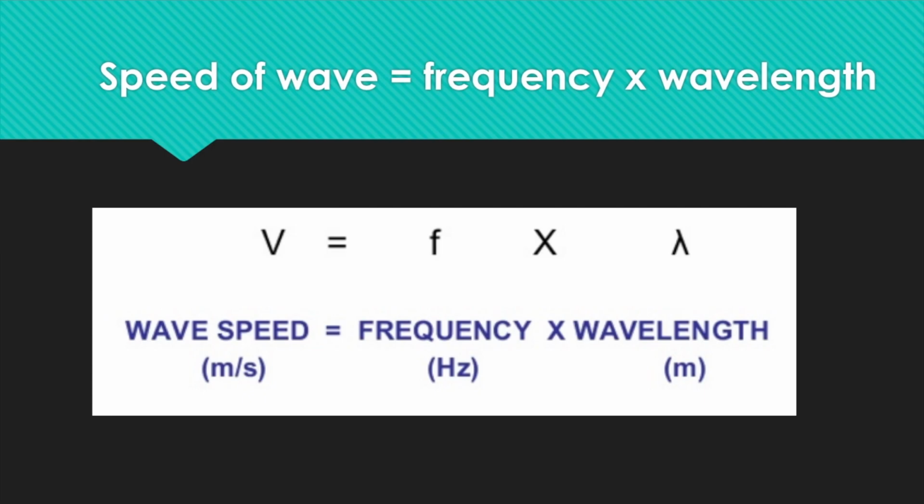We can calculate the speed of a wave by taking frequency multiplied by wavelength. So if we're using letters to represent these variables, speed of wave would be represented by V, frequency would be represented by F, and wavelength is represented by this symbol that looks like an upside down Y. Wave speed is measured in meters per second. Frequency is measured in hertz, which is an inverse second, and wavelength is measured in meters.